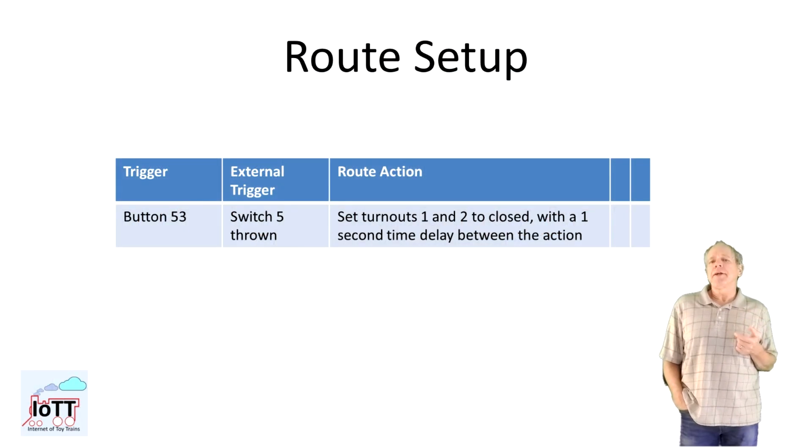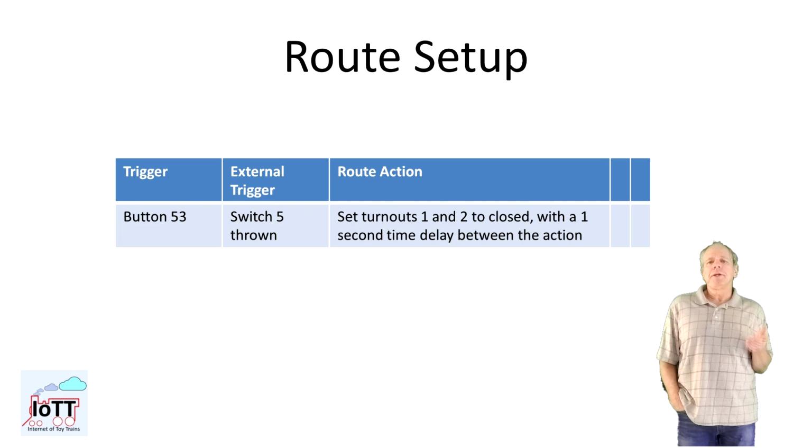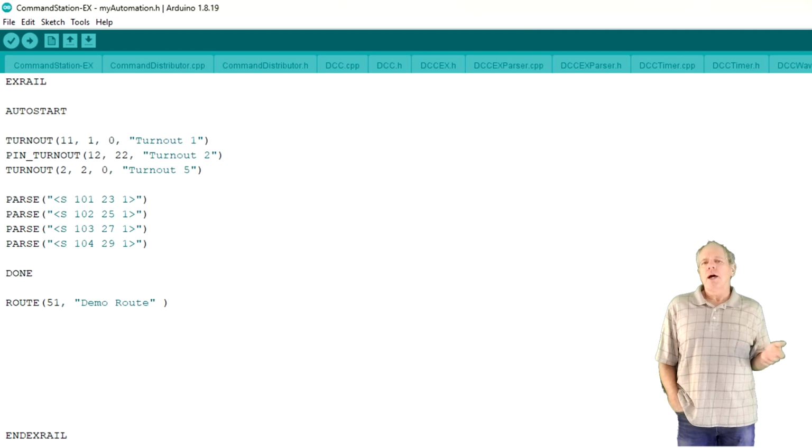Next, I define the route. As in the last video, all I wanted to do is set the turnouts with DCC addresses 1 and 2 to closed. And of course I need to make sure that the stick knows about the position change so that the LED can be updated. So I start a new route sequence and give it an ID number and description.